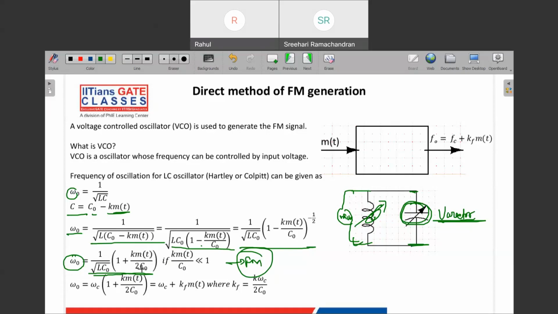So the signal that circulates through this LC tank will oscillate, and the oscillation frequency will depend on the message. Now you can write omega naught is equal to omega c into 1 plus K into m(t) divided by 2 C naught, or you can write it as omega c plus kf into m(t), where kf is this constant K divided by 2 C naught. So this is the direct method of FM generation.